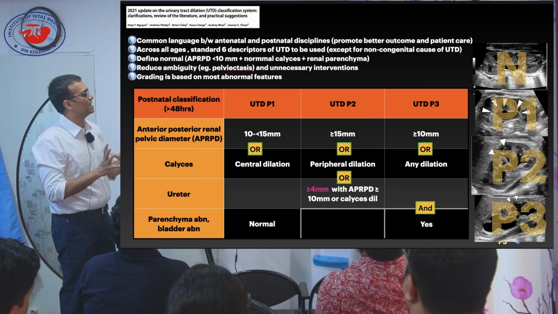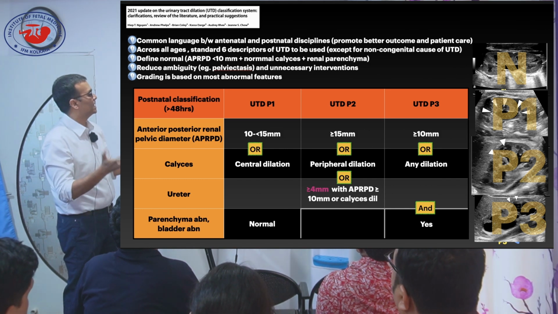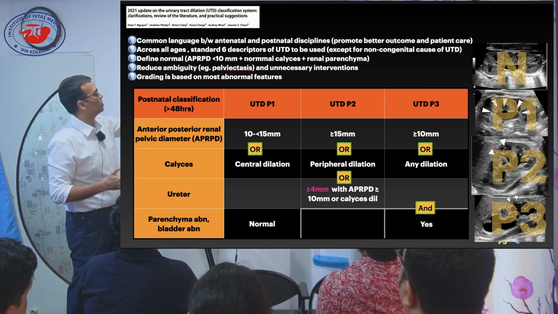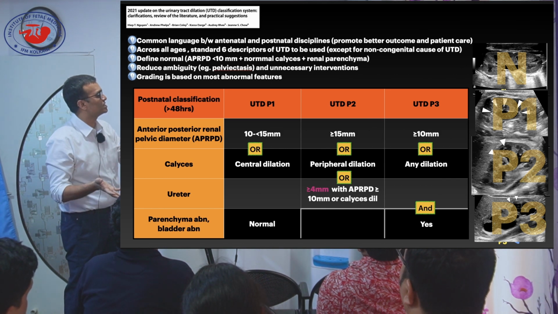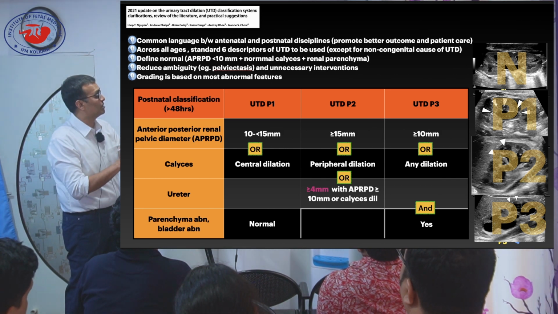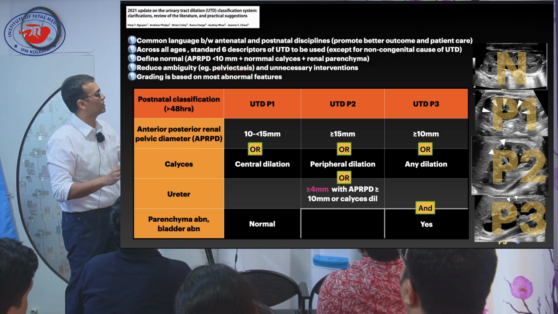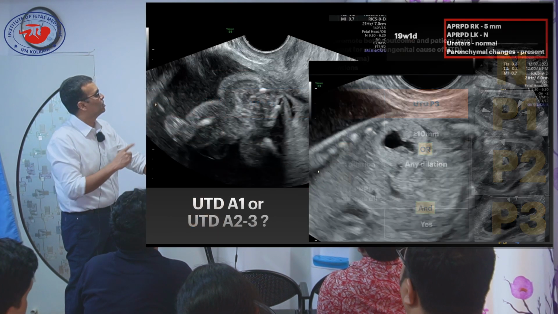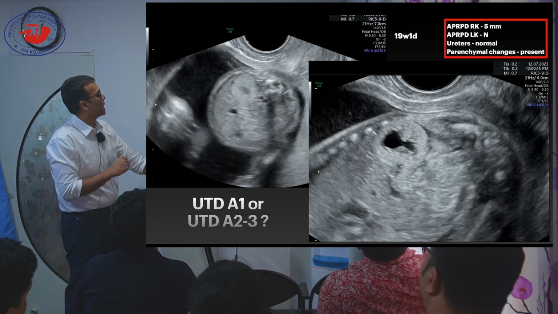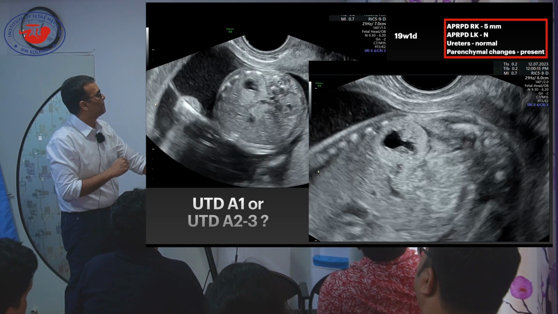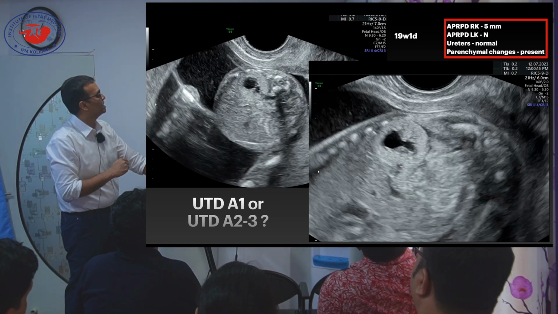but mostly we are not measuring the ureter, it's a subjective assessment. We see a tortuous dilated ureter, we feel it is dilated, and then there are parenchymal abnormalities. So this is the postnatal classification, but if you are not doing postnatal ultrasound, you need not worry about this. We are doing postnatal also, that's why we keep looking at this, otherwise it is not required. Prenatal is sufficient. Now if you look at this case example, look at the kidney.